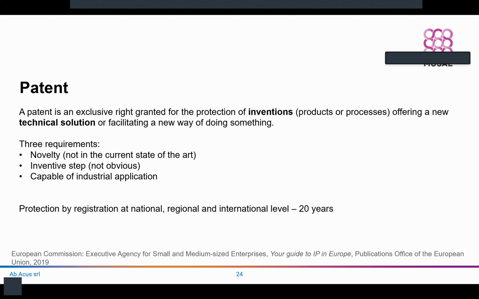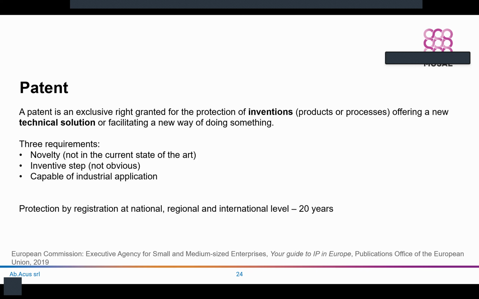and they need to be characterized by what is called an inventive step. That means that it is something not obvious, not trivial, not coming directly and easily from what is already known, but it requires something more, that is the invention. And an invention needs to be applicable at industrial level. Okay, these are the three key requirements to get a patent.